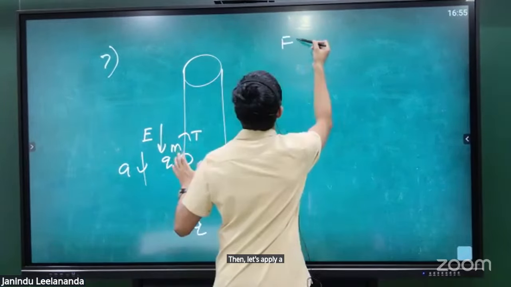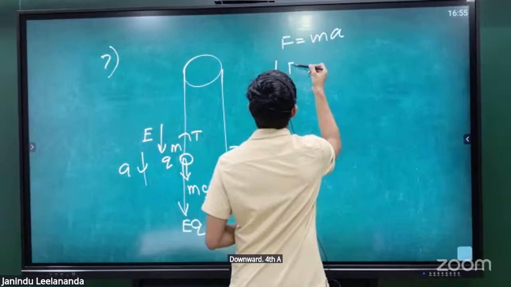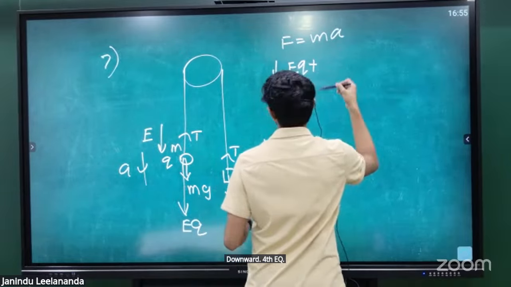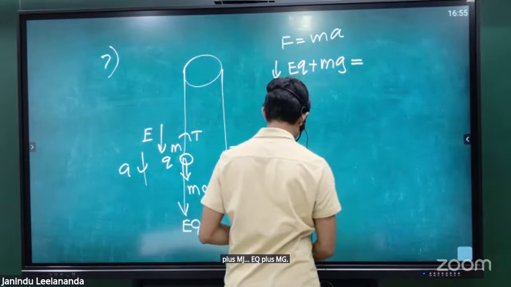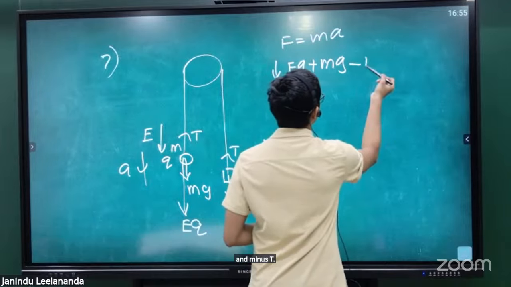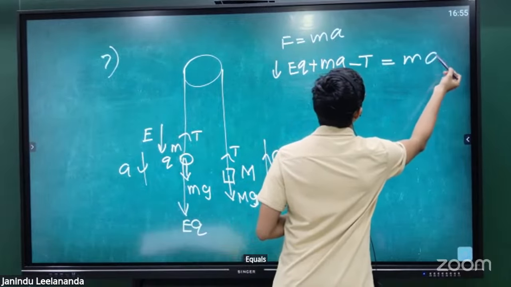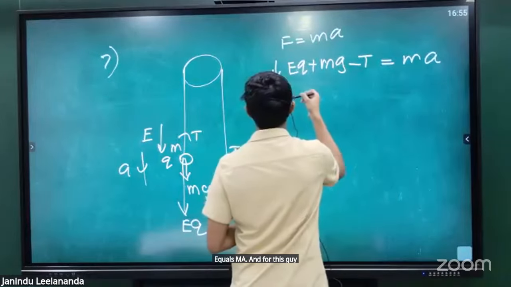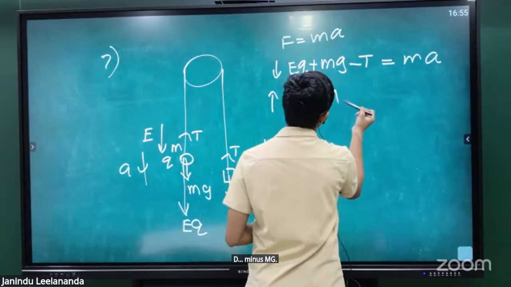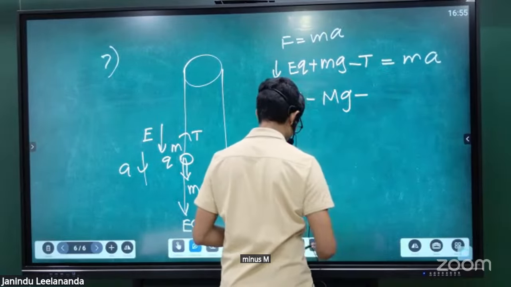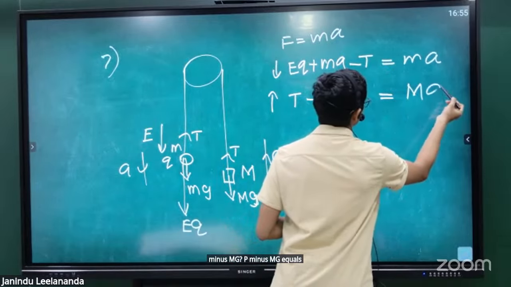equals ma to this guy. Downward force EQ plus mg, and minus T. EQ plus mg minus T equals ma. And for this guy in upward direction, T minus capital Mg. T minus capital Mg equals capital M A.